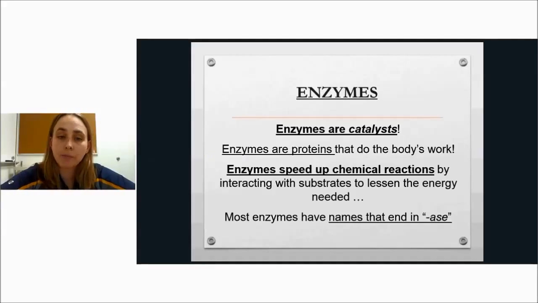Most enzymes have names that end in ASE, A-S-E. Remember, we learned sugars have names that end in OSE, O-S-E, and enzymes have names that end in ASE. Remember that ASEs break down OSEs.